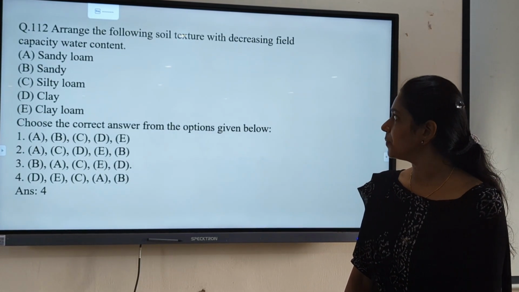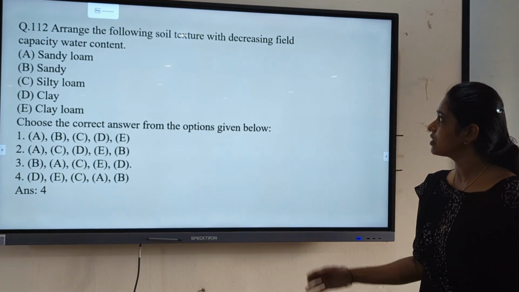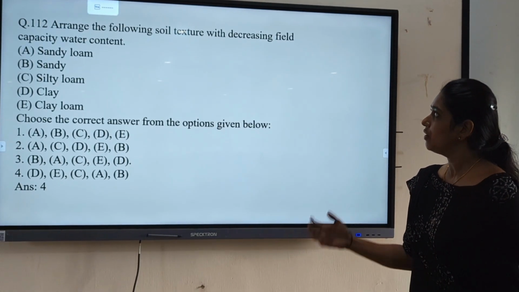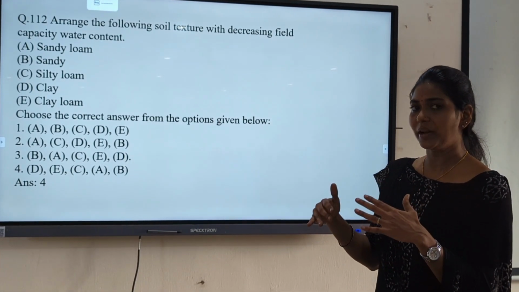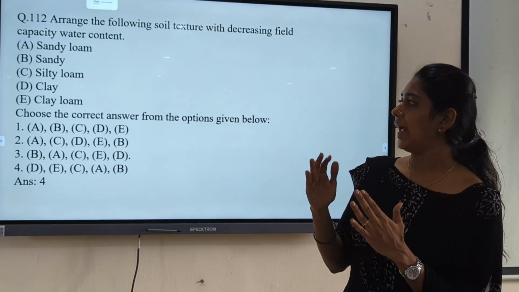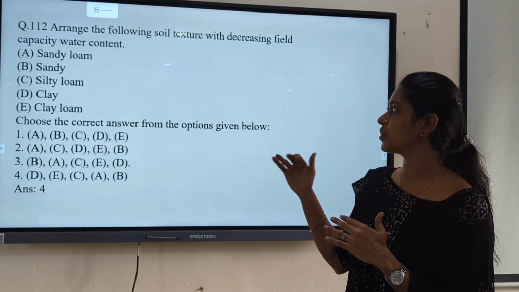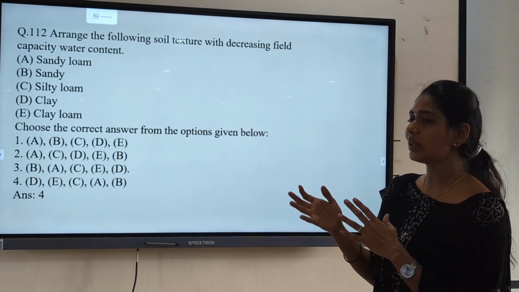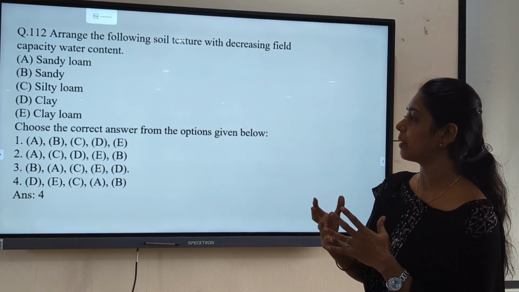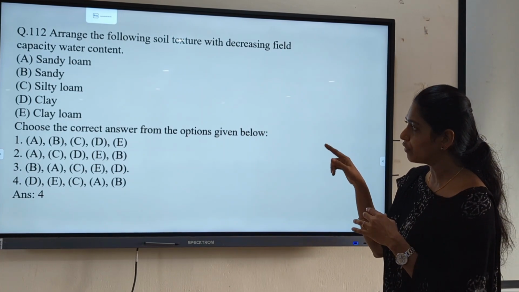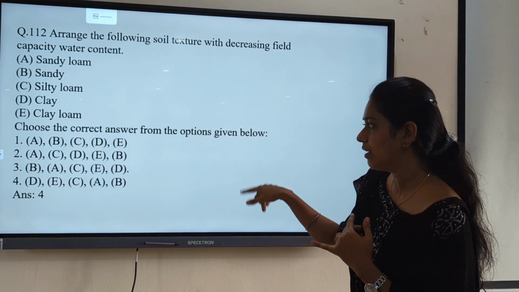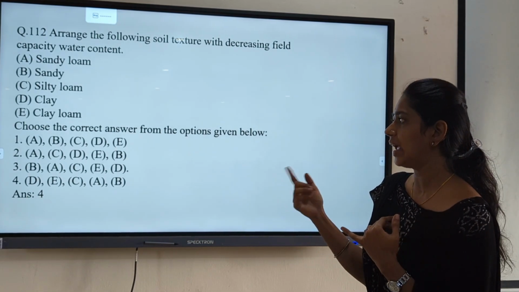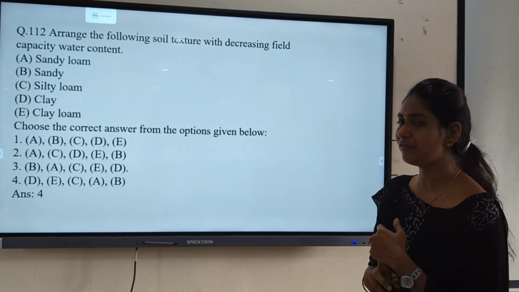Now the next question, here we are asked to arrange the soil texture with decreasing field capacity water content. That means the highest water content, in which soil that is present, has to become first, and the lowest water content has to come at the last. That's what we mean by decreasing field capacity water content. So we know that clay soil will have the greater capacity to hold water. So we will look for the clay, that is D, and fortunately there is only one option starting with D. So we can directly go for the answer, that is option 4.